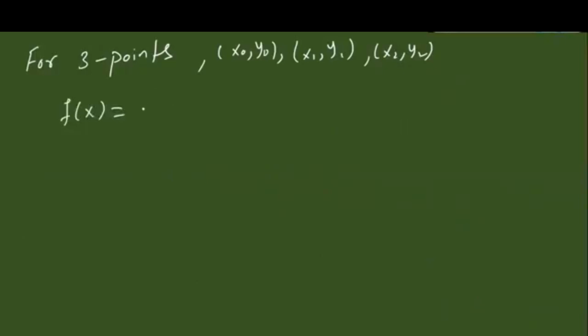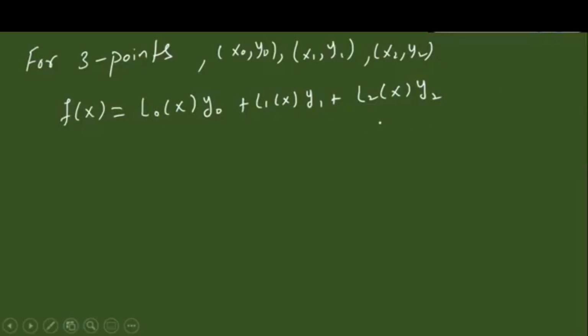How can we define the Lagrange formulation? Because there are 3 points, we need 3 Lagrange bases: L0(x) times y0, plus L1(x), a function of x, the Lagrange basis associated with the x1 node, times y1, plus L2(x) times y2. So you can understand that if I increase the points, I have to increase the bases as well. This is one of the drawbacks of the Lagrange method as well. You need to define the bases in a very comprehensive way.